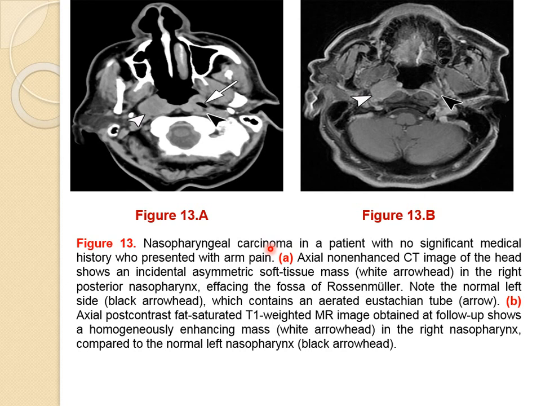If we look at this image, we see asymmetry between both nasopharyngeal spaces, and you can see the mass here. What is this image? Post-contrast CT scan? MRI, T1 post-contrast, showing the mass here. You can see here the Eustachian tube, while here it is normal. This is the fossa of Rosenmüller, which is occluded.